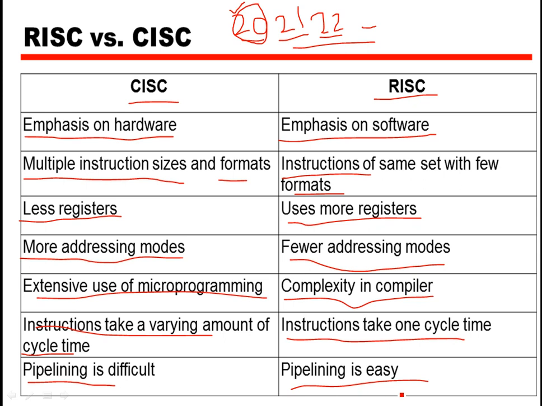That is the reason in a small mobile iPod you are getting very high performance at less power. Okay, so this is the basic difference between the RISC and CISC.